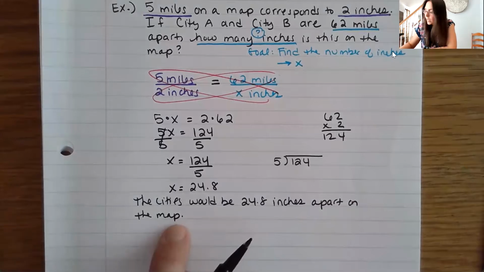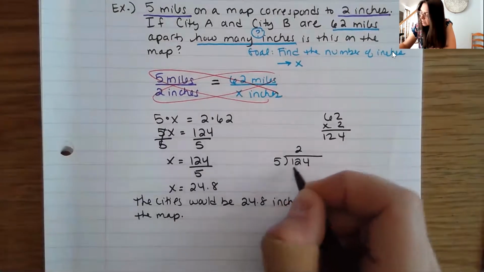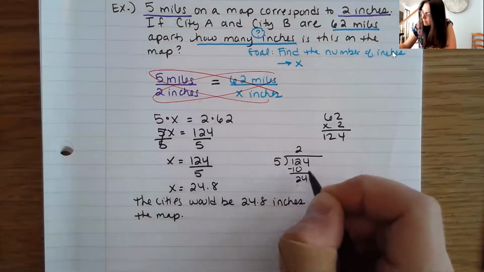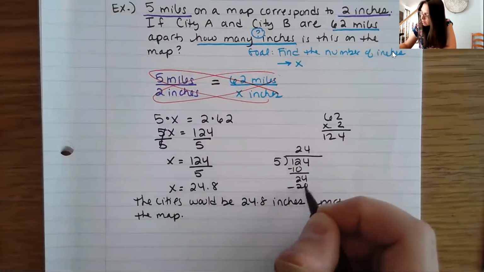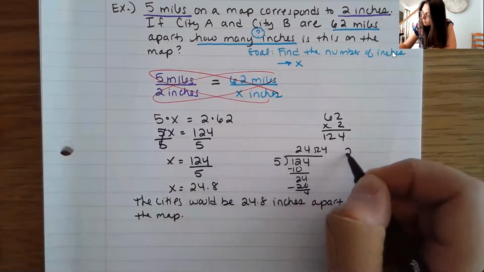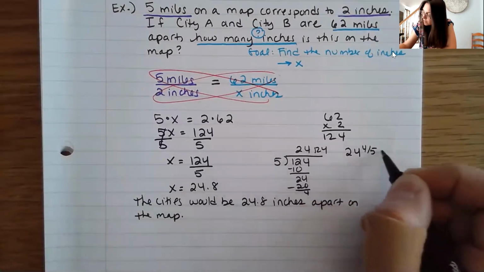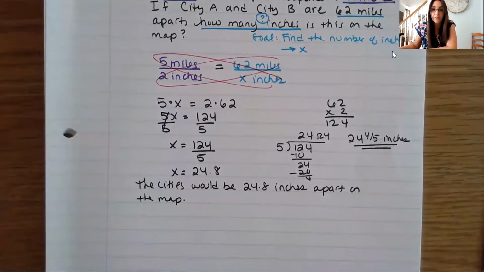for a final answer. So 5 goes into 12, 2 times, which is 10. And then 5 goes into 24, 4 times, which is 20. And I have a remainder of 4 here. So it becomes 24 and then 4/5 inches. So we could also leave it as a fraction.